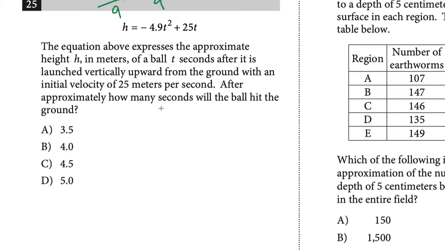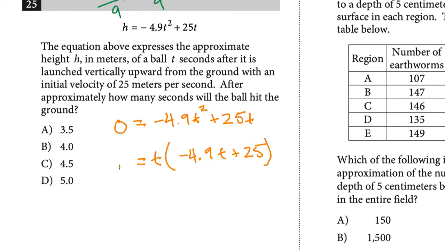Zero. If you hit the ground, your height should be 0, which means 0 is now equal to negative 4.9 t squared plus 25t. I now need to factor this thing. I need to factor this thing. t times (negative 4.9 t plus 25). That's still set equal to 0. By the zero product property, these two things must both be, well, they could theoretically be 0.